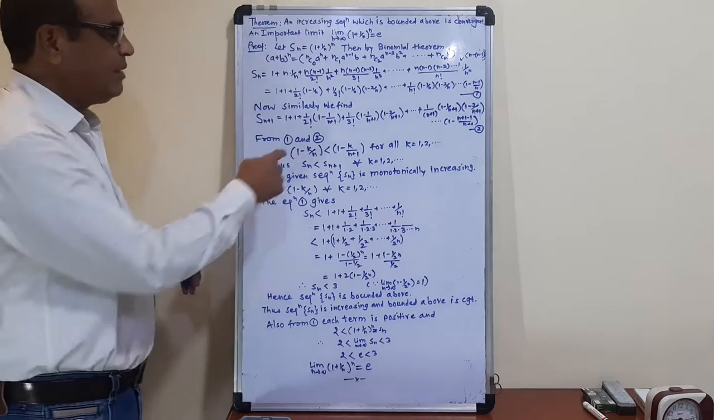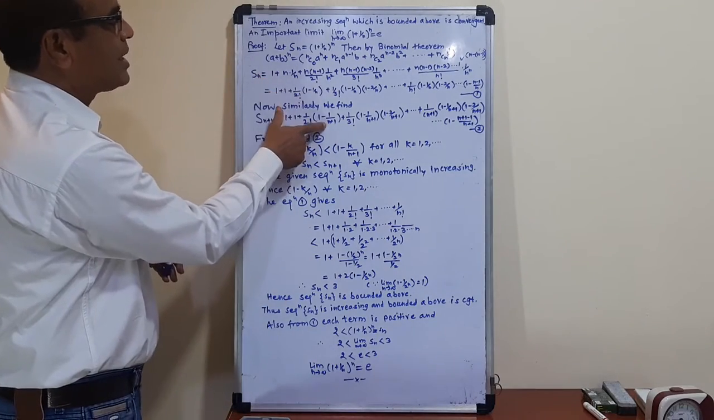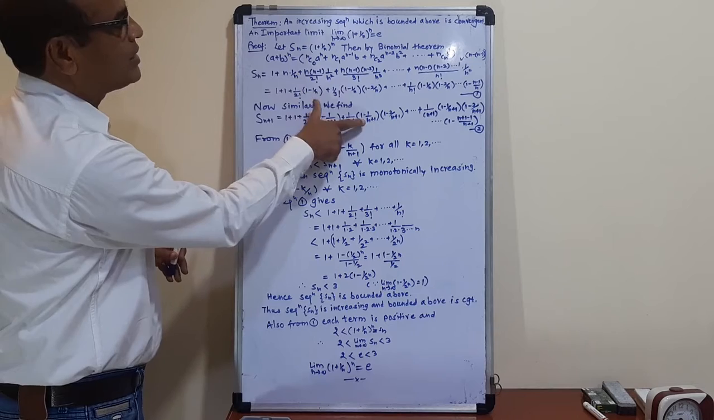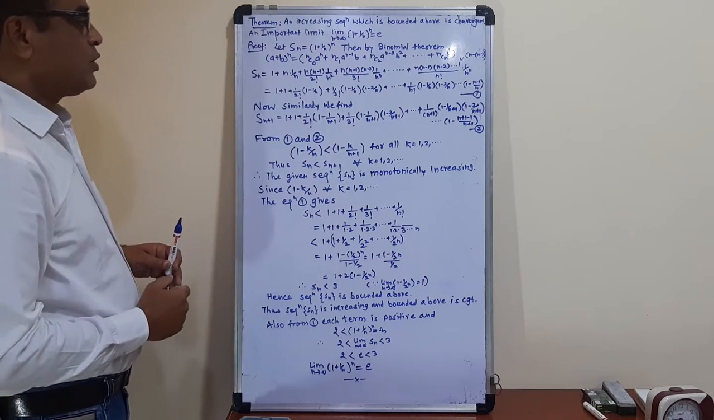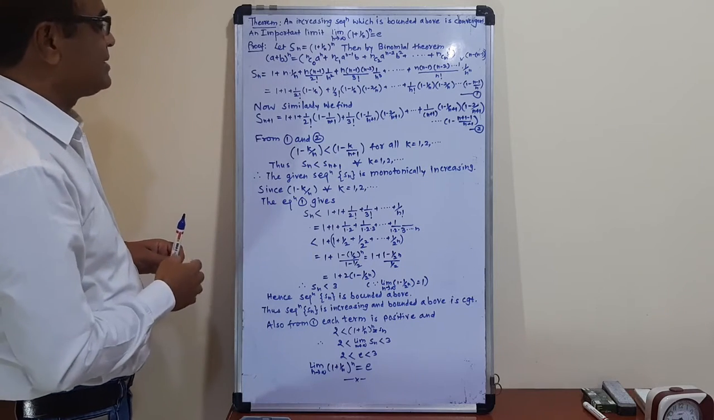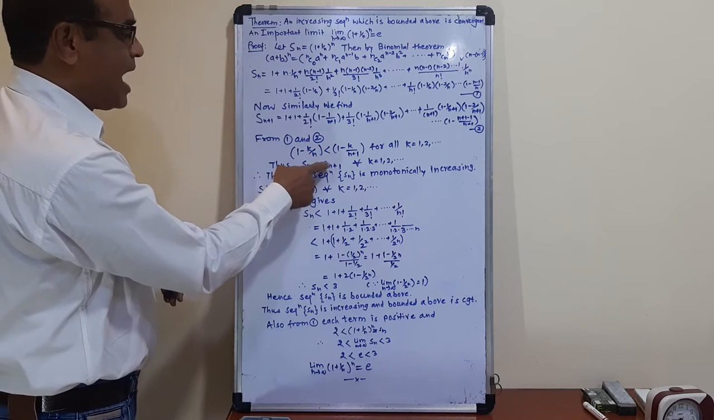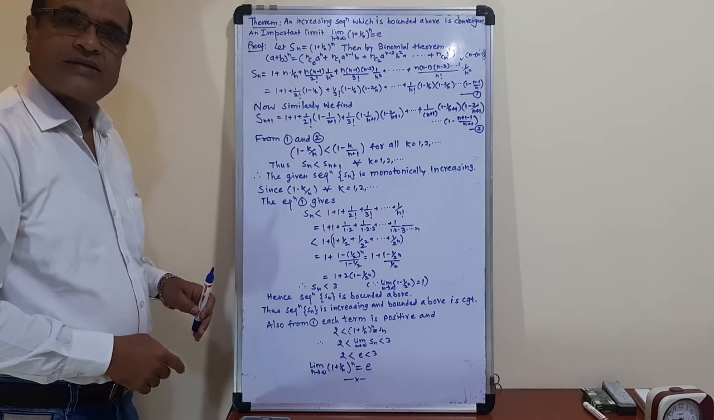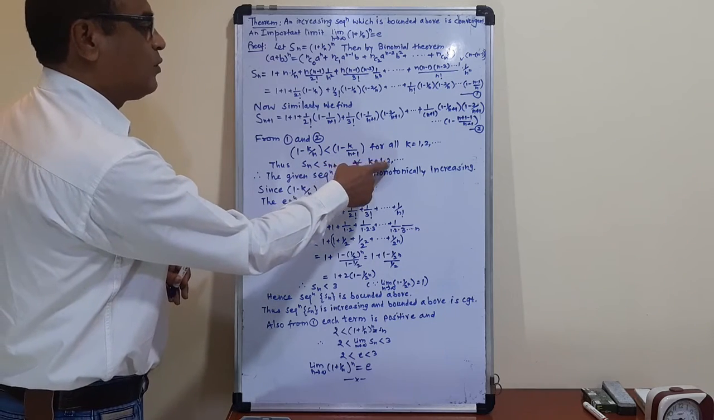This always holds, there is no question about it. Therefore this term will be smaller than this one, this term smaller than this one, this term smaller than this one, and so on. So we directly say that Sn is less than Sn plus 1, for all k equal to 1, 2, up to n.